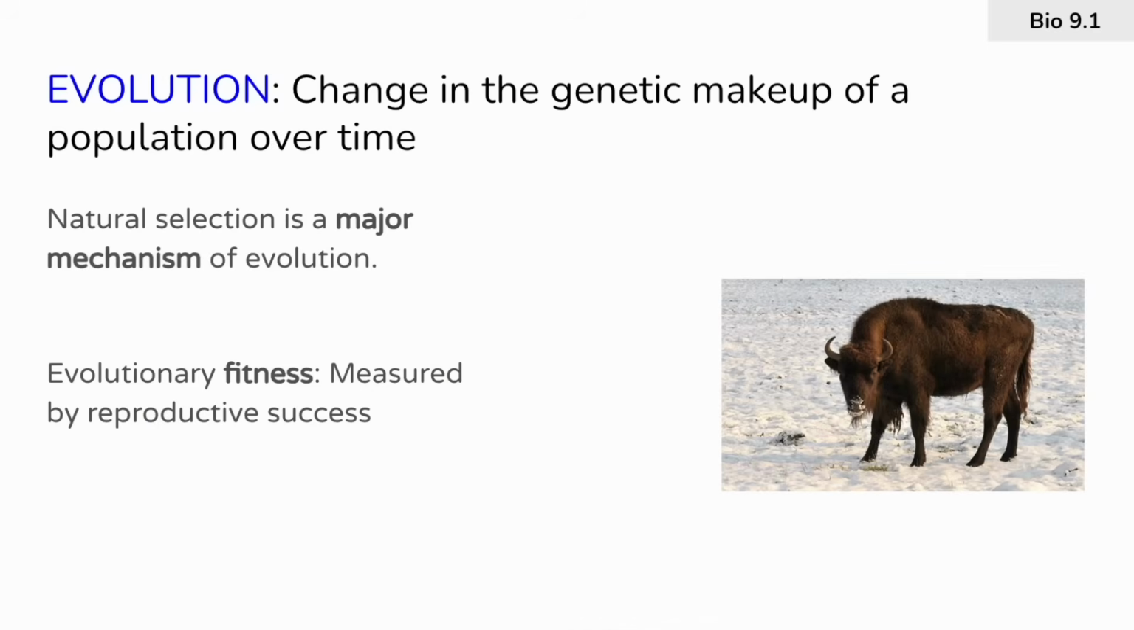All right, we're moving forward here to evolution, which broadly is the change in the genetic makeup of a population over time. Natural selection is a major mechanism of evolution, and a good term to know is evolutionary fitness, which is measured by reproductive success. So that is how likely an organism is to survive, reproduce, and pass on its genes. We know that environments are going to change and act as a selective mechanism on populations. And so let's take a look at what natural selection looks like up close.